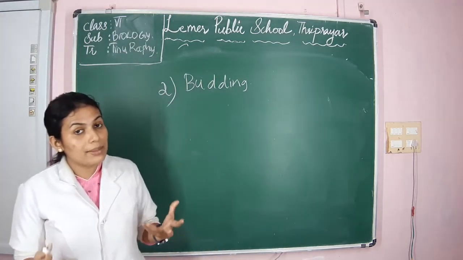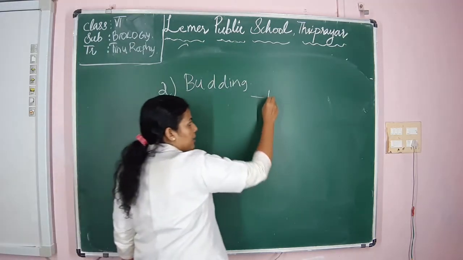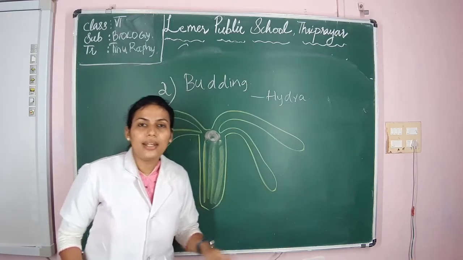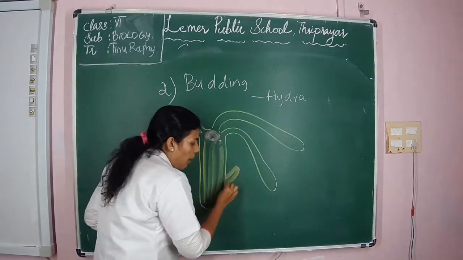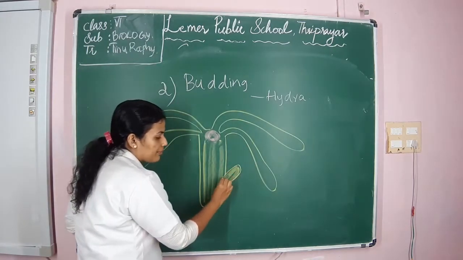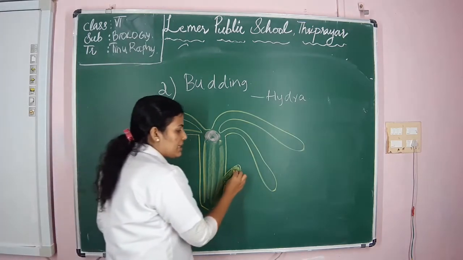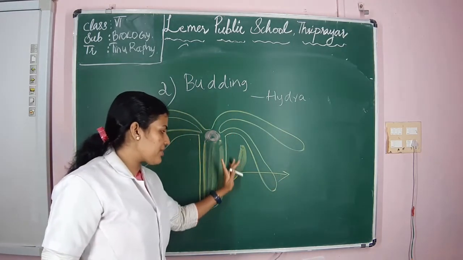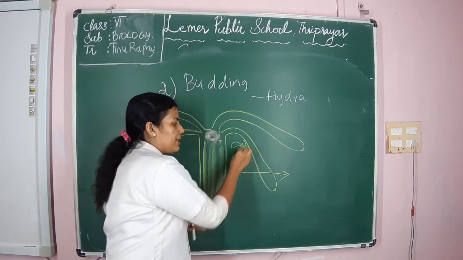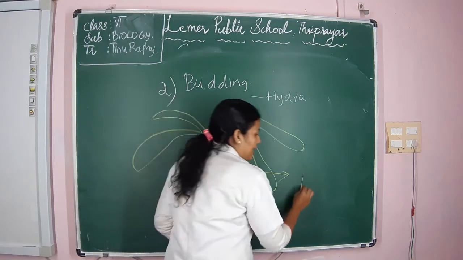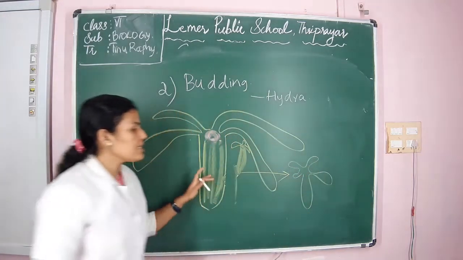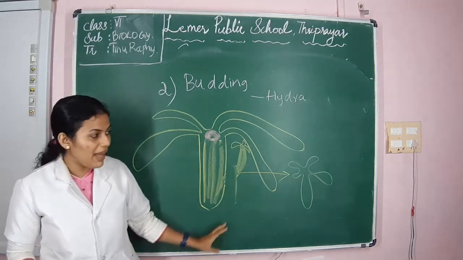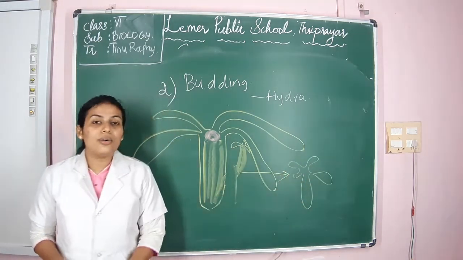Now an example of an organism showing budding is Hydra. We have learned about Hydra in lower classes. It's a Hydra. Now what happens is a small outgrowth, a small bud, will be formed on the body of the Hydra. Later this bud develops and gets detached from the parent. See, the small bud will be forming. Later, it will be getting detached. Likewise, a young Hydra will be formed. So this is how budding happens. That is, a small outgrowth or bud will be formed on the body of the mature organism. Later, the bud gets detached and a young one will be released.